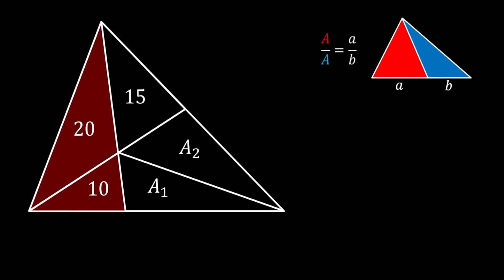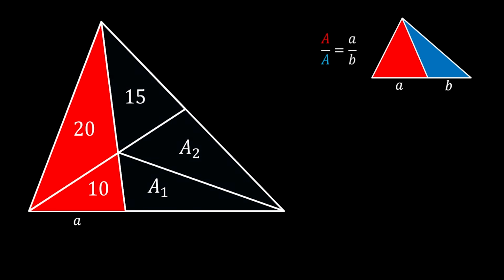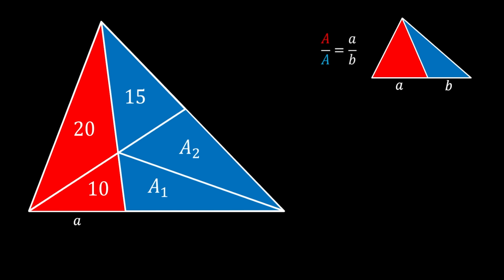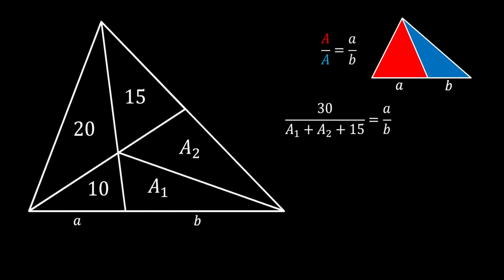First, let's take a look at this red triangle, and let's label its base as A. And let's also have a look at this blue triangle right beside it, and let's label its base as B. You can see that both of those triangles share the same height, so we can use our theorem. We can say that the relation between their areas is equal to the relation between their bases. Now we can simplify the numerator and get the following.